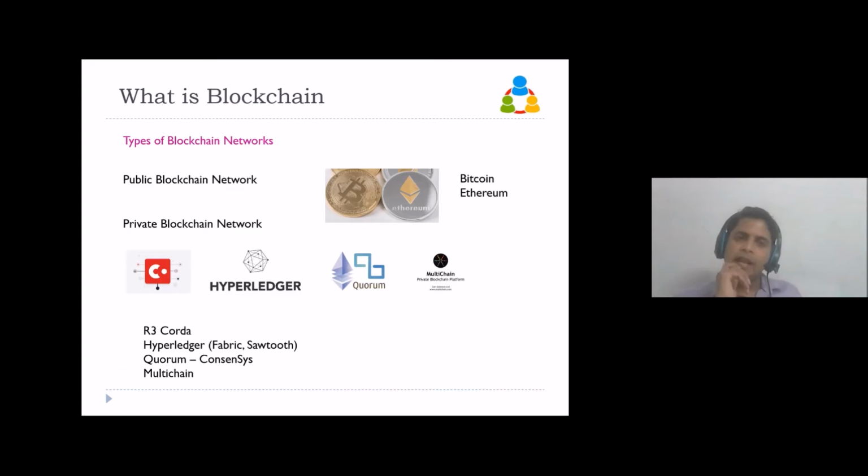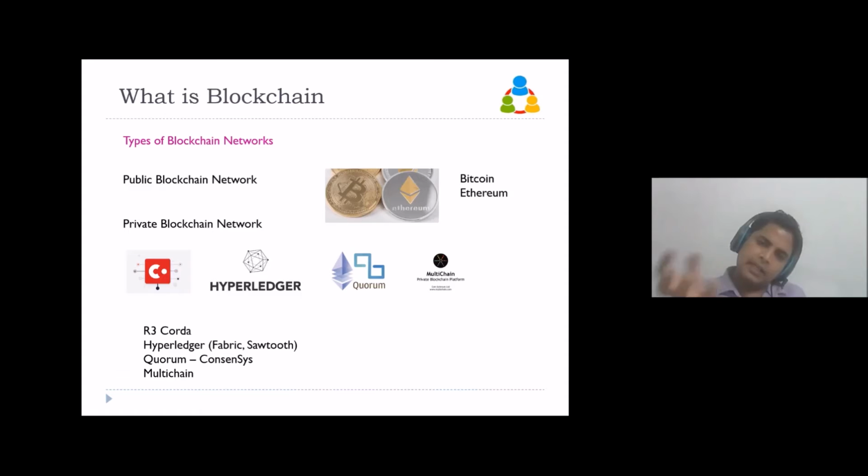blockchain network. And there are various private blockchain networks. Primarily, Corda is one private blockchain network. Hyperledger is by IBM. Corda is from a company called R3. And there is another network called Quorum, that is also private. Quorum is now public as well. So that is also part of Ethereum.